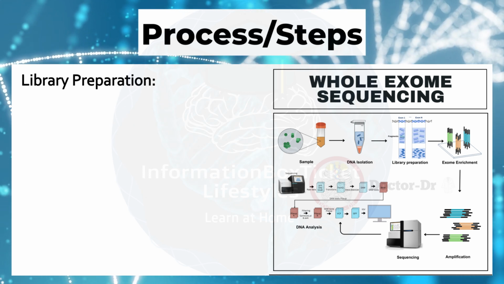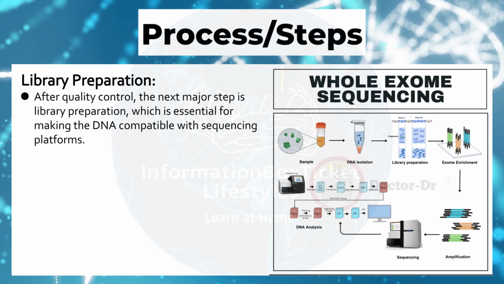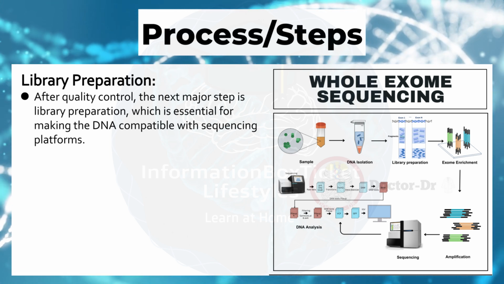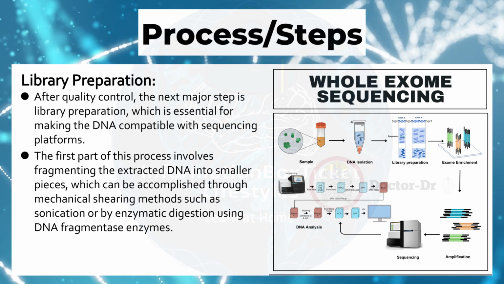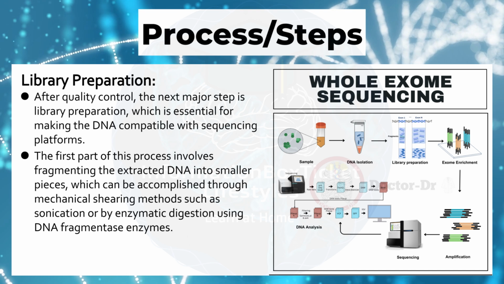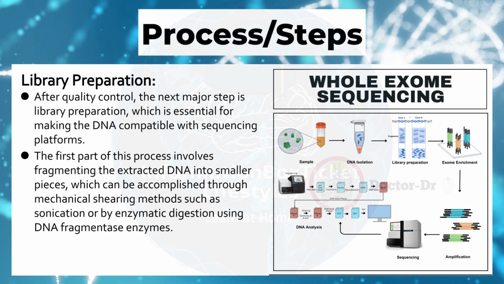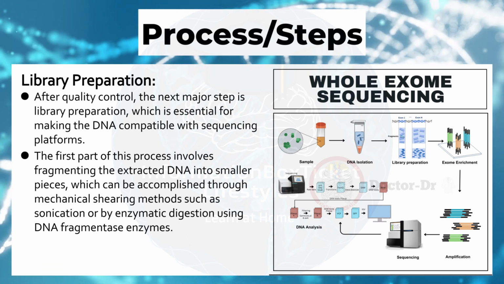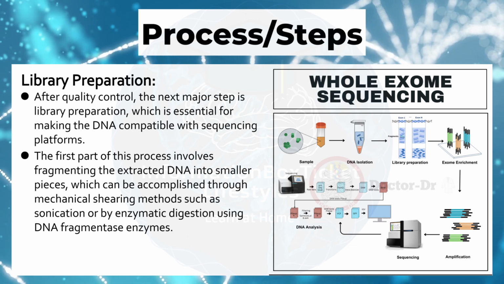Library preparation. After quality control, the next major step is library preparation, which is essential for making the DNA compatible with sequencing platforms. The first part of this process involves fragmenting the extracted DNA into smaller pieces, which can be accomplished through mechanical shearing methods such as sonication or by enzymatic digestion using DNA fragmentase enzymes.